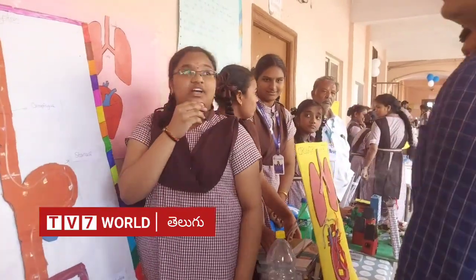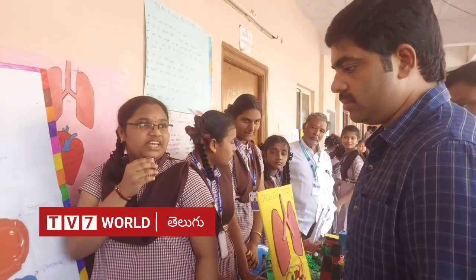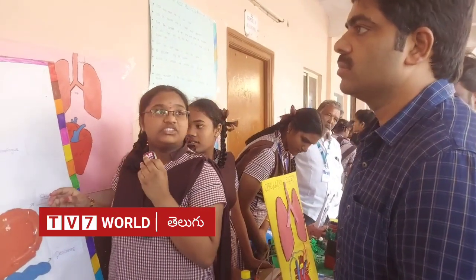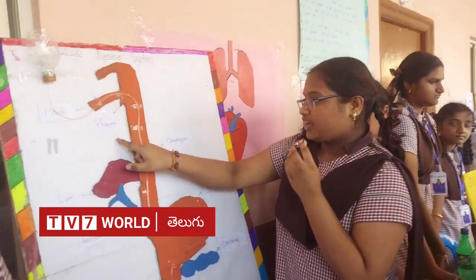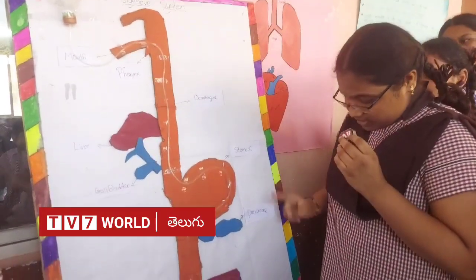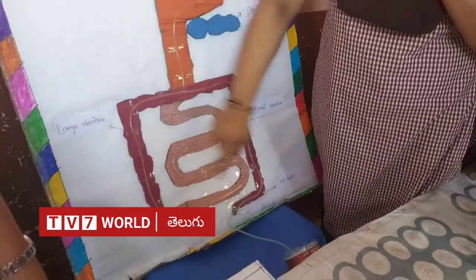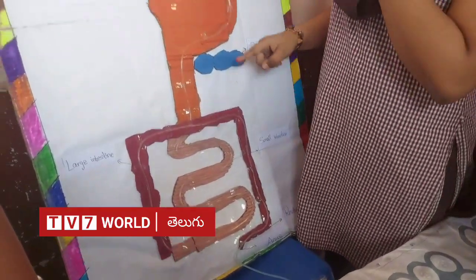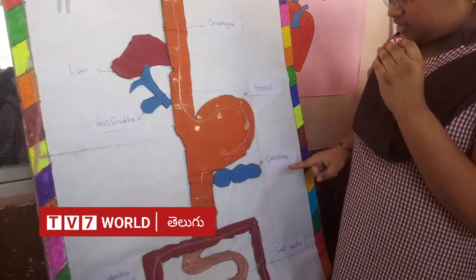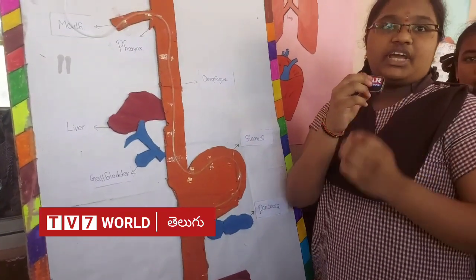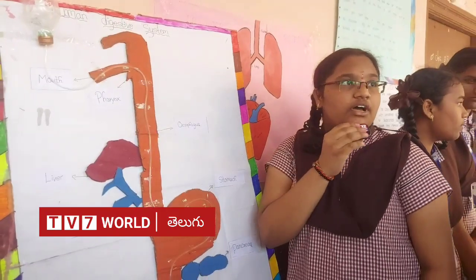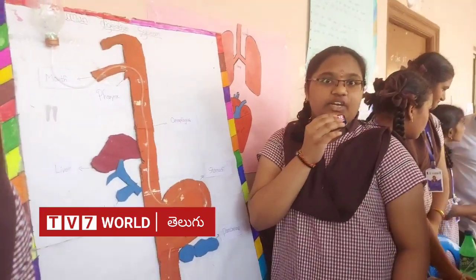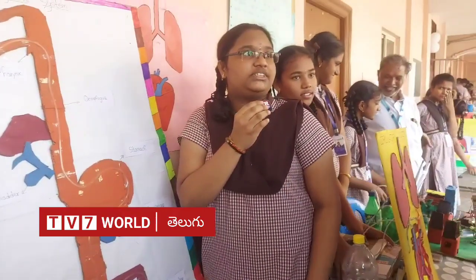Sir. Good morning, sir. I myself, P. Namrata, I am studying 9th class. This is the human digestive system. The human digestive system includes the mouth, pharynx, esophagus, stomach, small intestine, large intestine, rectum, anus. It also includes the liver, gallbladder, pancreas. The human digestive system is made up of organs that are important for digesting food and liquids.